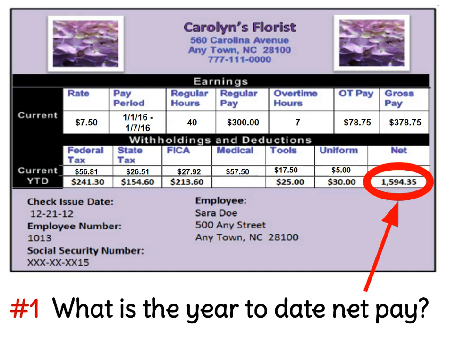That's right. The year-to-date net pay is $1,594.35. Make sure you're looking in the year-to-date row and not in the current row.